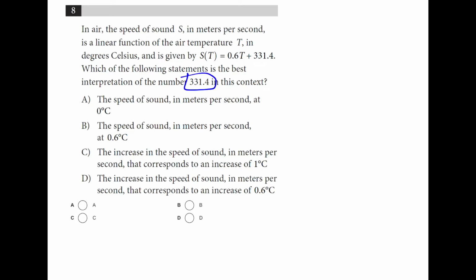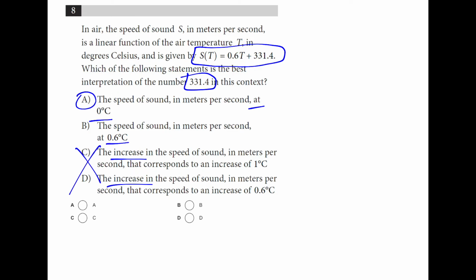So they're asking what is 331.4 in the context of this equation. So that is our starting value or our one-time amount. So at 0 degrees pretty much indicates that this is the starting value. These two, C and D, increase in speed for each increase in temperature would represent slope. So those are definitely not it. And the reason why this one is wrong is because it includes the slope instead of 0, which would be the starting value.